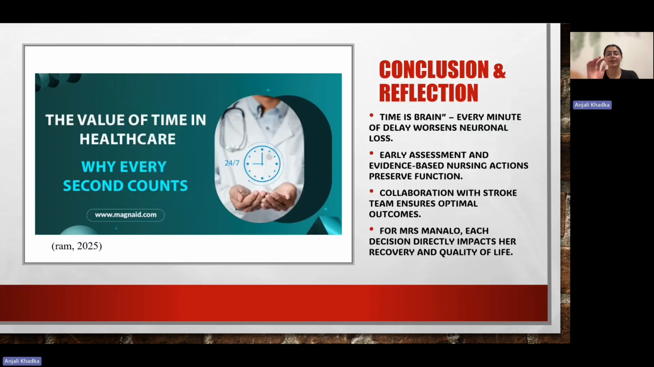Now, I would like to conclude my slides. In summary, Mrs. Teresita Manalo's case emphasizes the interconnection between cardiac dysfunction and cerebral ischemia. Through timely assessment, targeted nursing interventions, and safe medication administration, we, as nurses, play a critical role in improving recovery outcomes. So, what do we take away from this case? That every minute counts and every action we take as a nurse saves neurons and preserves function.